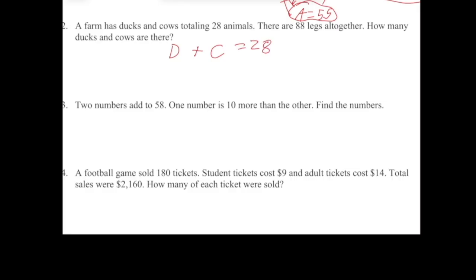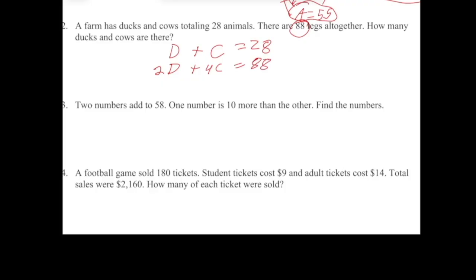Okay, now I've got to multiply each by the number of legs they have. Well, how many legs does a duck have? A duck has 2 legs. Quack, quack. And then I have the cows. How many legs does a cow have? A cow has 4 legs. And altogether, they have how many legs? They have 88 legs. That's what they gave us in the problem.